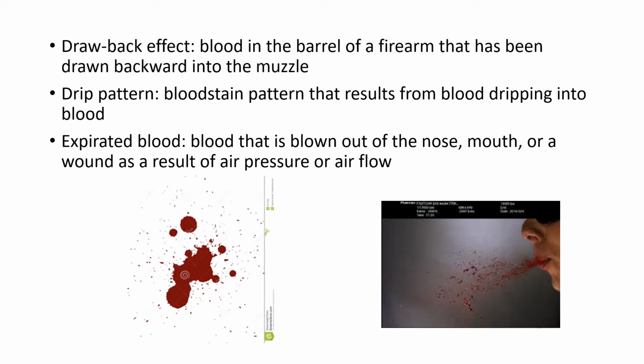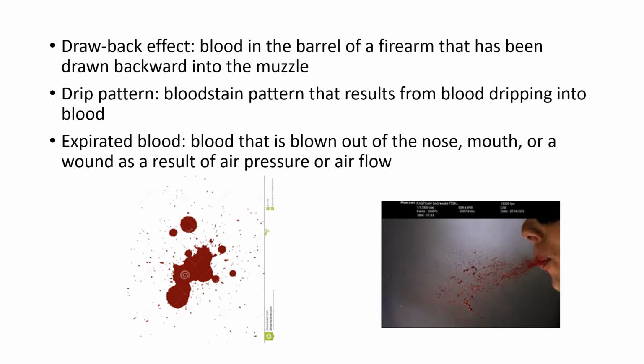We also have drawback effect. This is going to be with gunshots and things as well. With drawback effect, we're going to find blood in the barrel of a firearm that's been drawn back inward into the muzzle. So whenever a gun is fired, that bullet leaves the chamber and goes through the muzzle of the gun, also pushing air out of that space. Well, air is going to be pulled back into it to fill in that space. When that occurs, if they're close enough to the victim, blood droplets can get drawn back into the weapon itself.